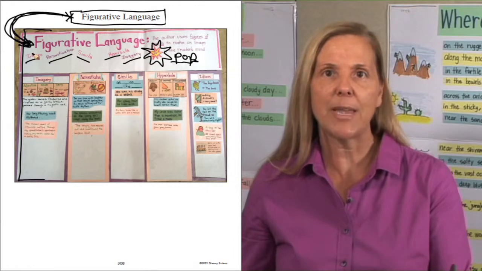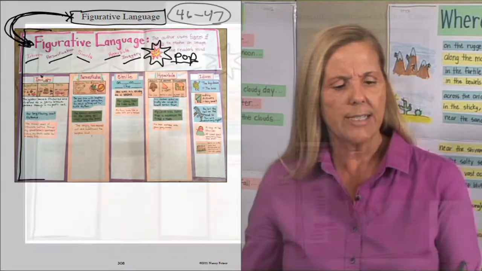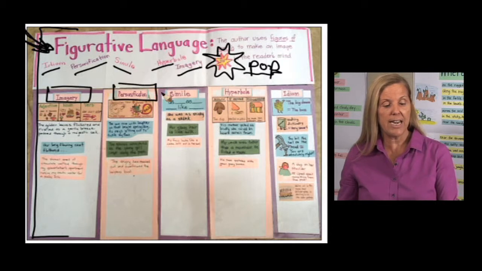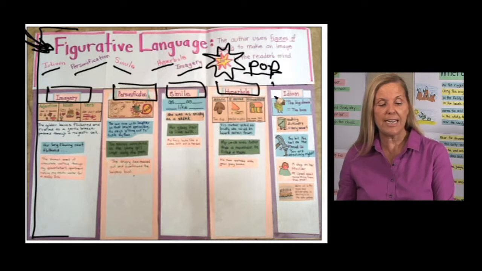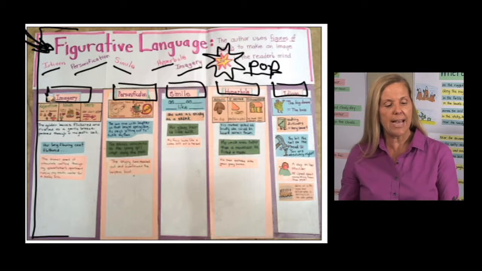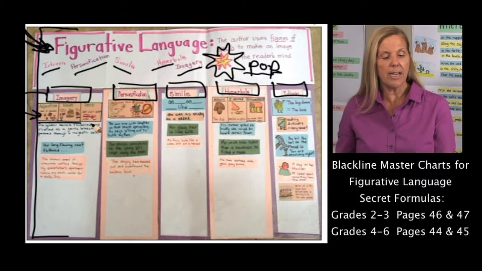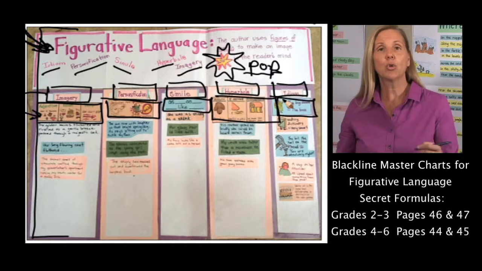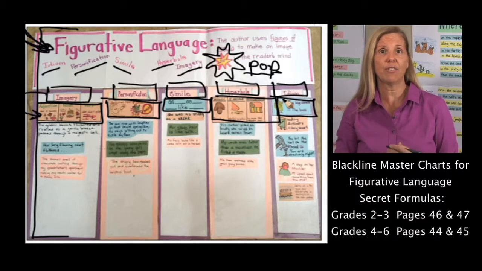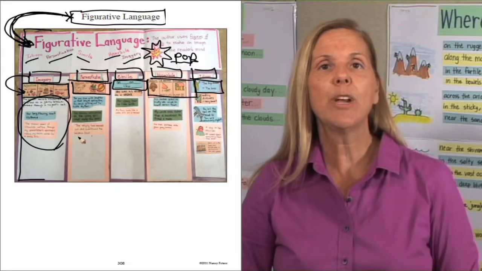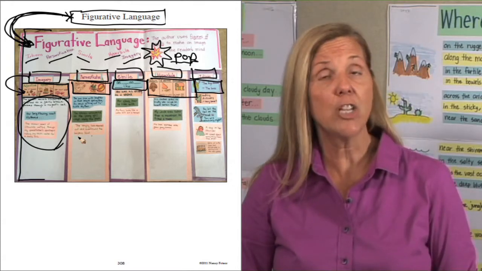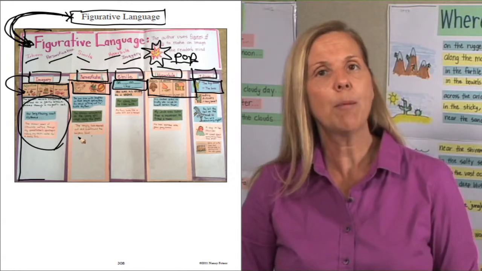That's my purpose. How do I organize it? I'm going to organize it in categories. I have imagery, personification, simile, hyperbole, idioms. And underneath that, I have secret formulas. You can actually cut those out and put them in these categories on your chart. How to create a simile, how to create personification. Below it is where we record, when we're reading, any type of figurative language or figures of speech that we come upon in our reading.